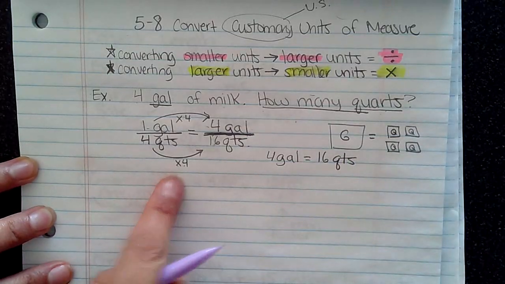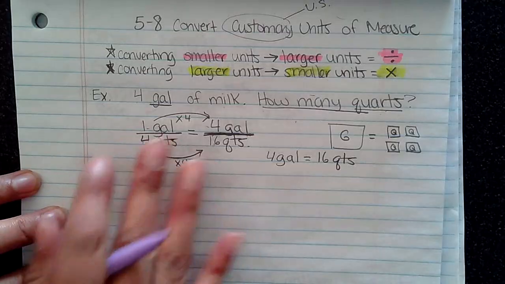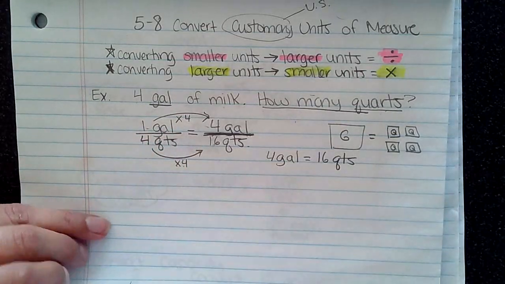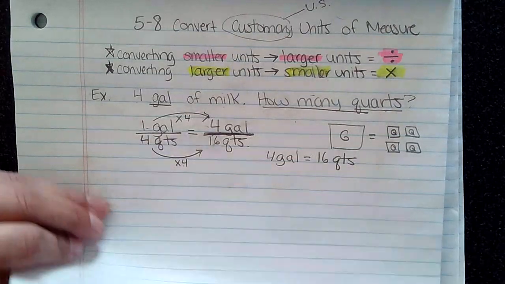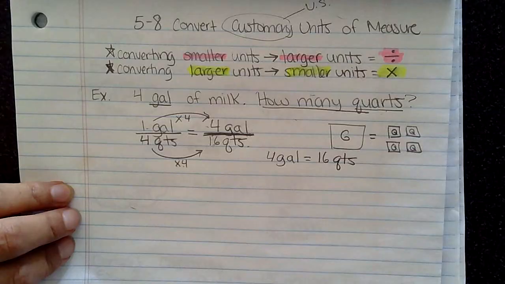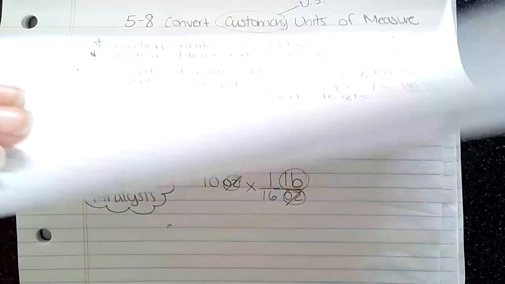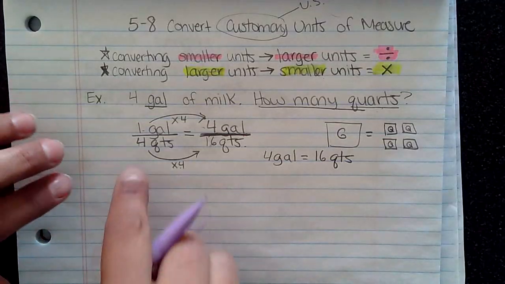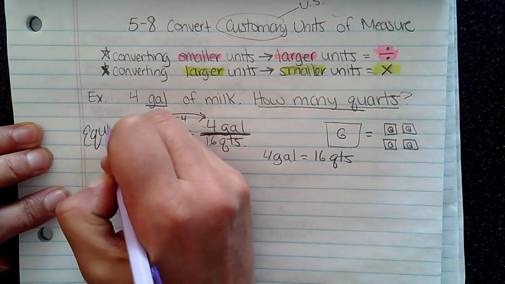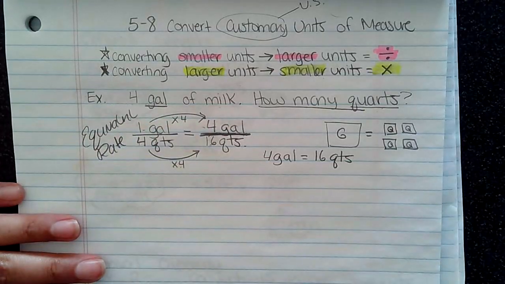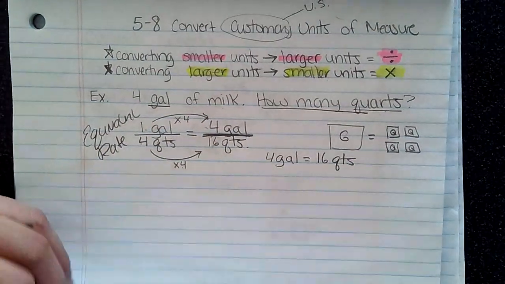Okay, so this is one way to do it. This is using everything that you've been learning, which is an equivalent rate. I'm going to do 3 examples, one with length, one with capacity, and one with weight, converting. And there's 2 different ways we can convert. Using an equivalent rate, which you've been doing, and there's also something new called dimensional analysis, which I'm going to teach you as well.